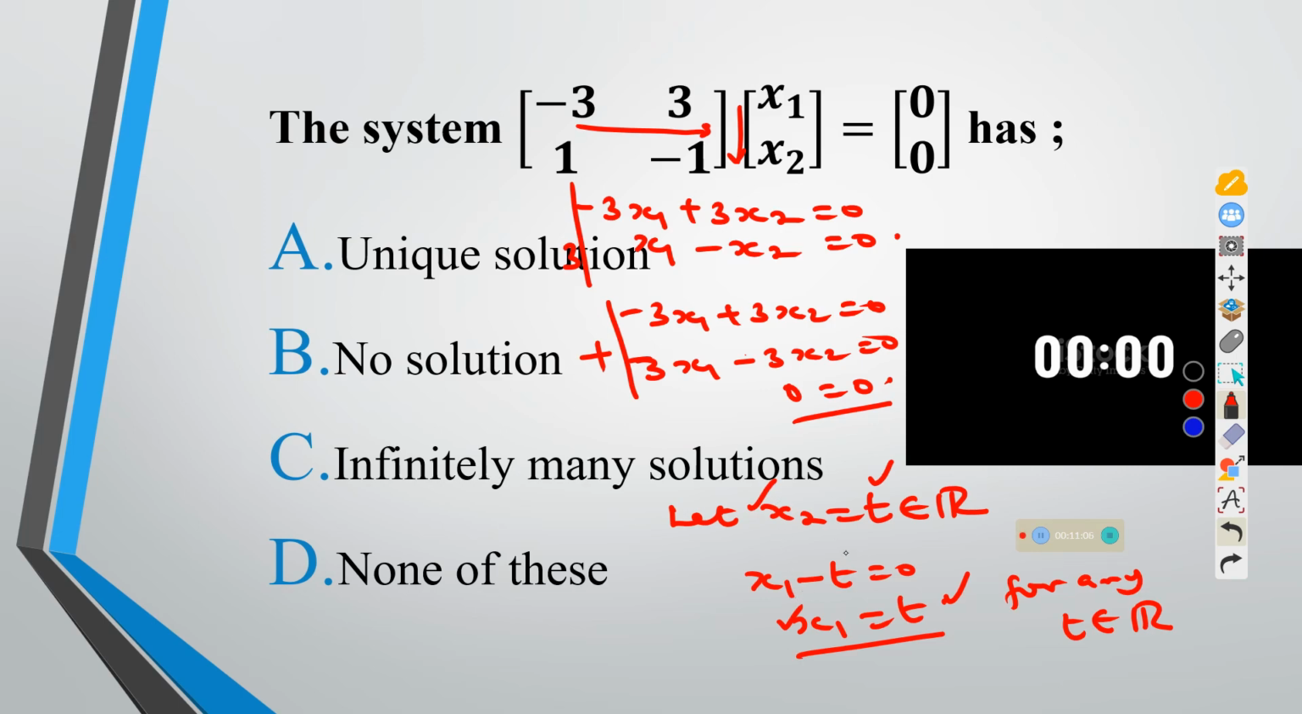And when we look at this, it means t can take very many values. t can be 1, t can be 0, t can be 3, can be 4, can be any value. So for that case, it means you have infinitely many solutions, and that will be the answer. So we shall look at the next question.